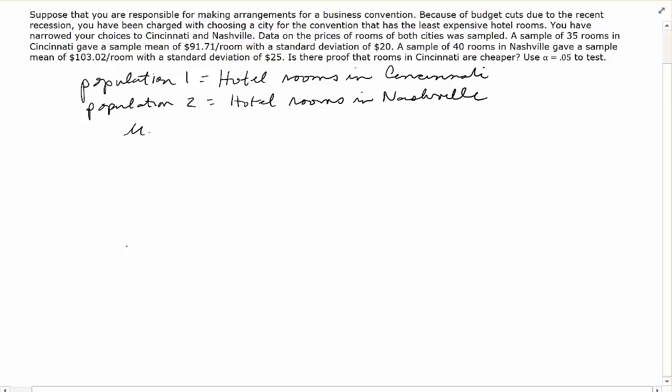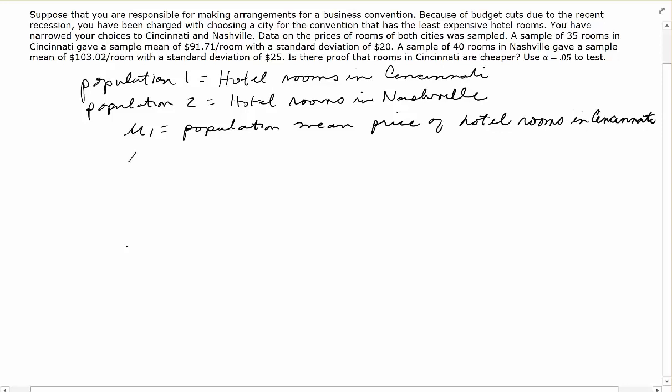So I'm going to let mu1 be the population mean price of hotel rooms in Cincinnati, and mu2 be the population mean price of hotel rooms in Nashville.